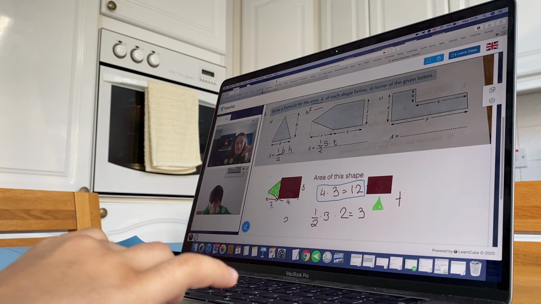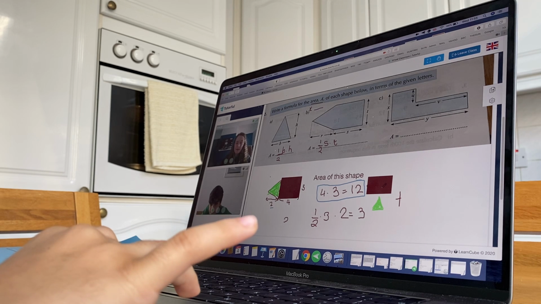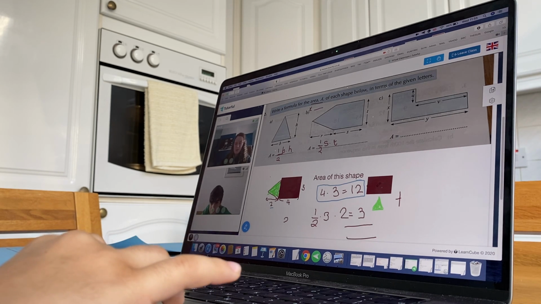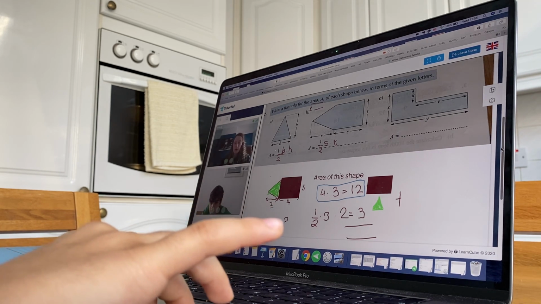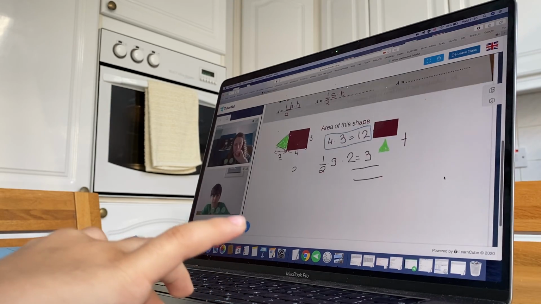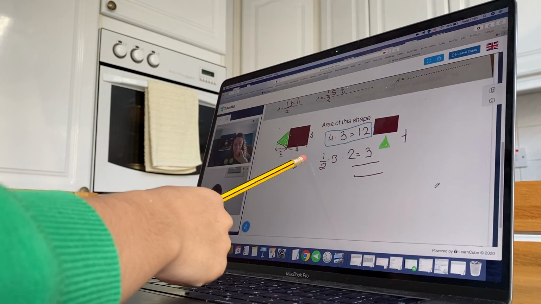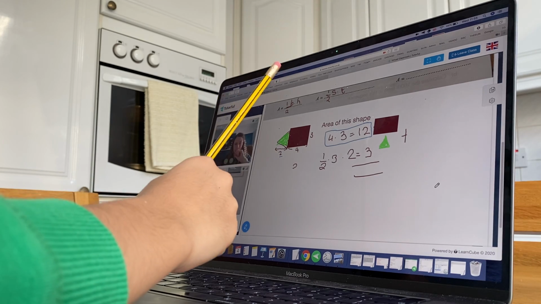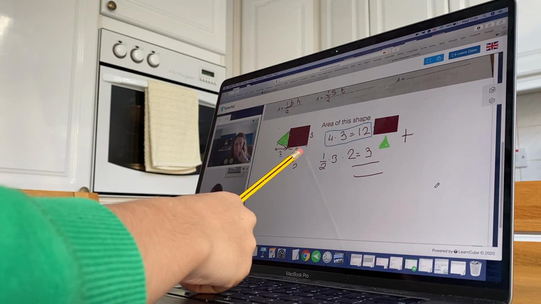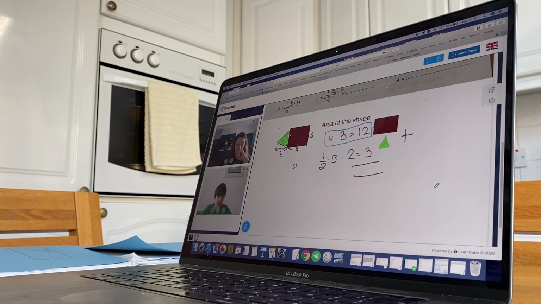So, if the area of the brown square is 12 and the area of the green triangle is 3, what's the total area of the whole shape? You just add it together. 12 plus 3 is 15. That's it. So that's the total area of this full shape.